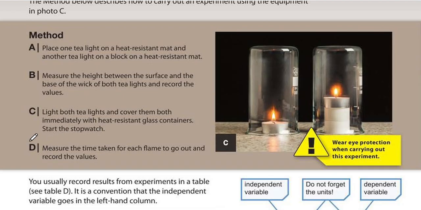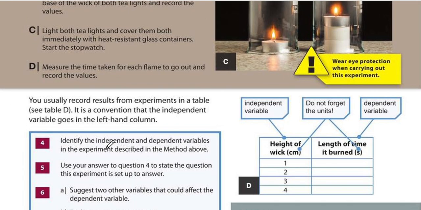So in D it says measure the time taken for each flame to go out. Go out means for the flame to disappear. And you have to record the values there. Okay? Yes. Right, next let's see what they are saying.